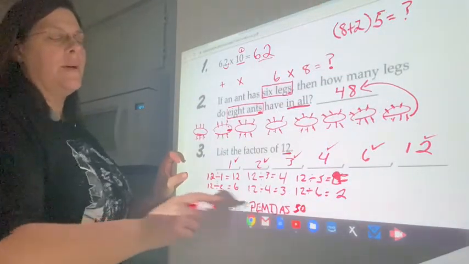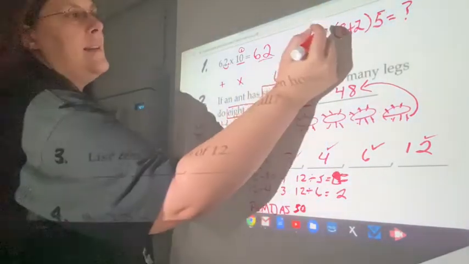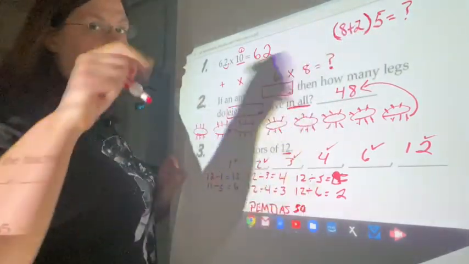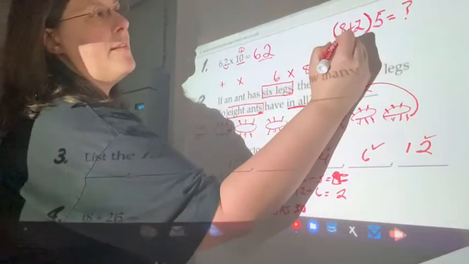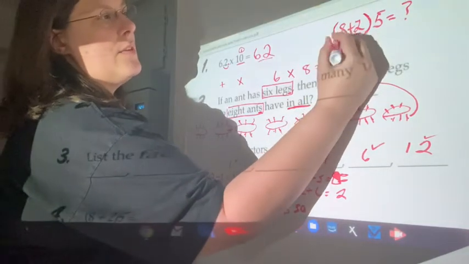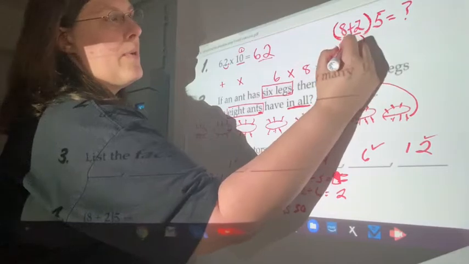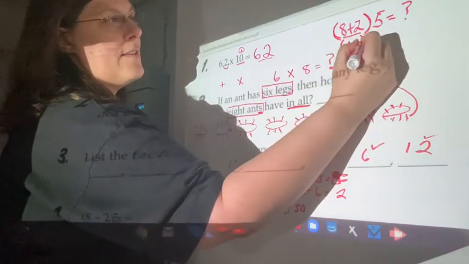First thing I got to do in PEMDAS is my parentheses. This is a parentheses, these little brackets here. Anytime you see some brackets, you do those first. So I'm going to underline that, and I'm going to say 8 plus 2 is 10. Put my brackets back in because I have a 5 stuck right there on top.